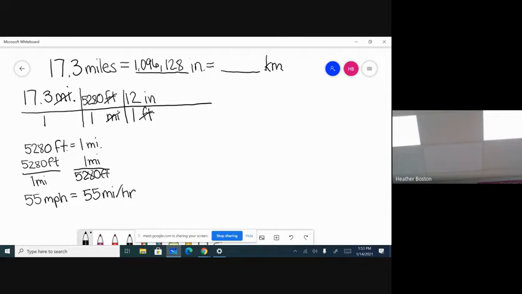Any questions there? Put your given down, find an equivalency statement, and turn it into the appropriate conversion factor that allows you to convert the units. Multiply across the top, divide by the bottom. So let's keep going.